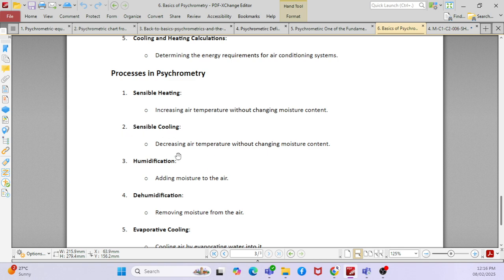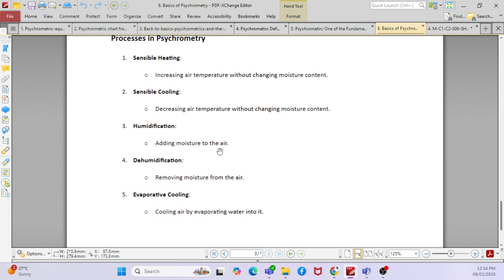Sensible cooling is decreasing air temperature without changing moisture content. What is the moisture content? It is how much water vapor is in that particular air, right? And what is humidification? Adding moisture to the air.